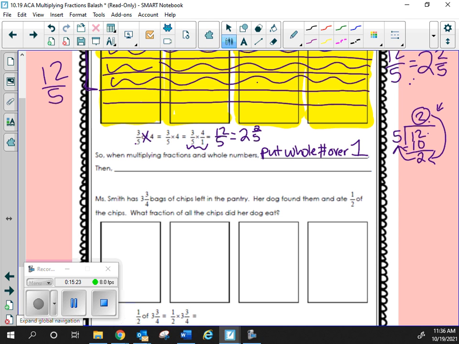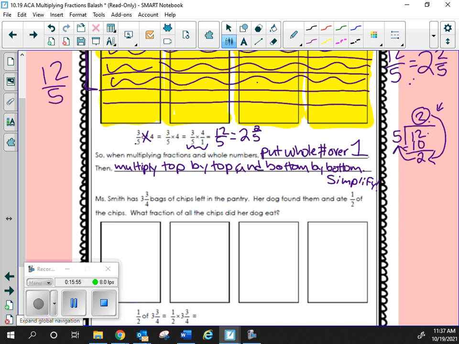Then multiply top by top and bottom by bottom. Does that make sense? Top by top and bottom by bottom. I don't want to write out numerator times numerator and denominator times denominator. That's two letters. Okay, top by top, bottom by bottom. And lastly, I'm always going to simplify.